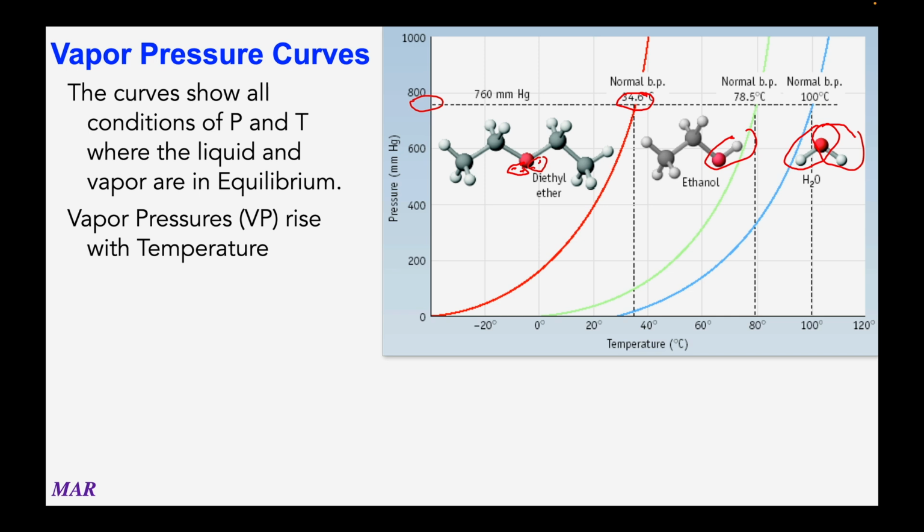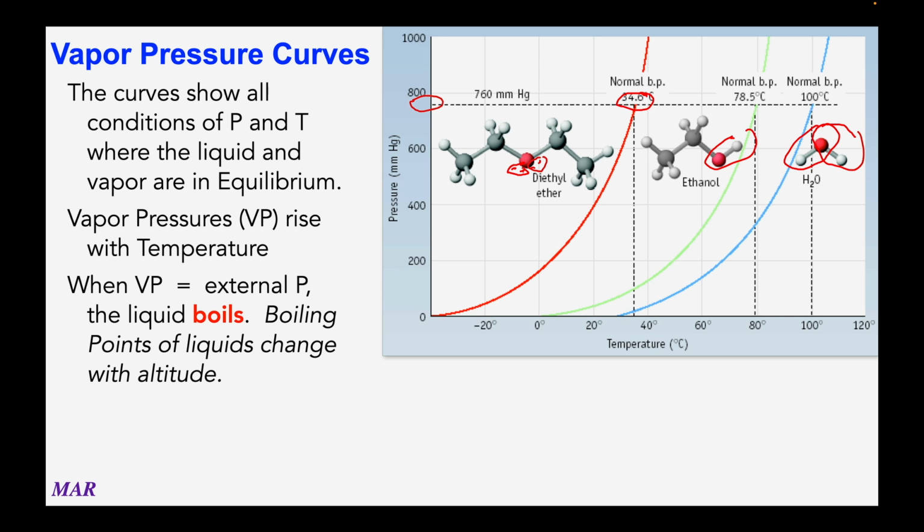First of all, vapor pressure is increasing with temperature. All of those curves are getting bigger as the temperature gets bigger, definitely. When the vapor pressure equals the external pressure, the liquid will boil. And the normal boiling point is where you reach 760 millimeters of mercury, 1 atmosphere of pressure. So that's why the boiling points of liquids will change with altitude, because higher elevations will have lower external pressures. It's going to be easier for these things to boil.